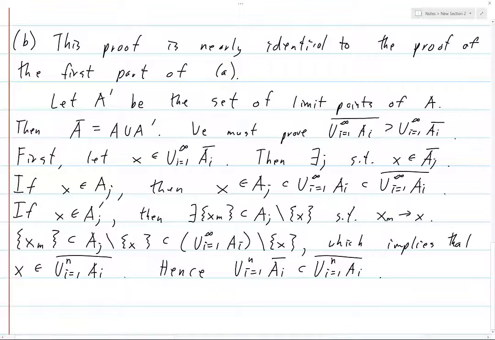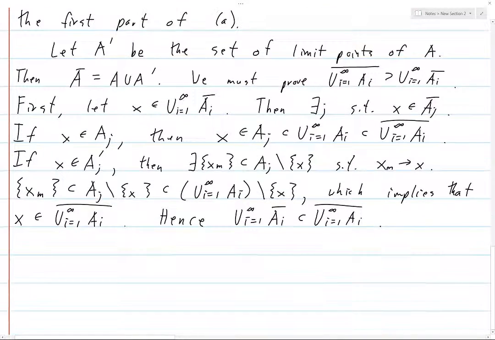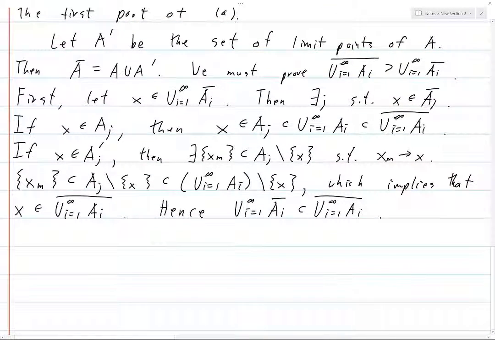And this implies that X is in the... Since the sequence is in the infinite union and converges to X, it means that X is a limit point of the infinite union. And hence, the infinite union of the closures of the AIs is contained in the closure of the infinite union. Okay, and that finishes part B.